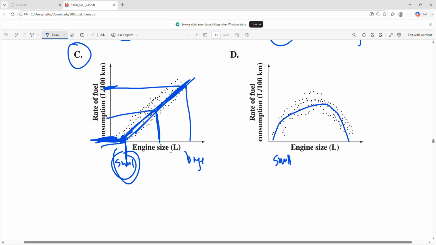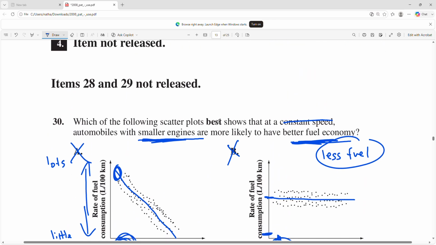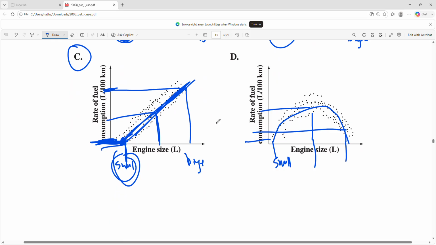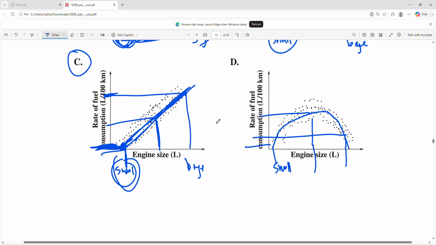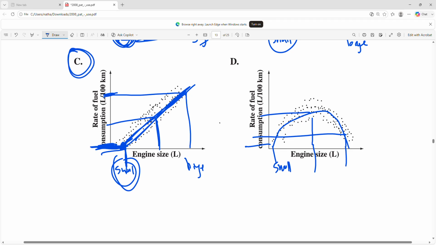Now, here we have a small engine using a little bit of gas. But as it gets bigger, it uses more gas. But then as it gets even bigger, it uses less gas again. So this is not really like a linear equation. We're looking for something that would show the gas at a constant speed. If an engine's getting bigger and it's using less fuel, that doesn't make much sense unless it's changing speed or something. Okay, so this would be our correct answer.